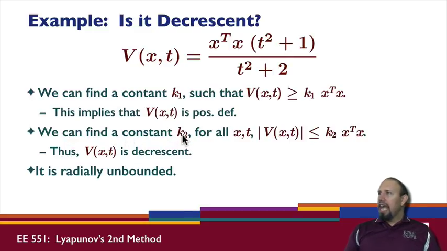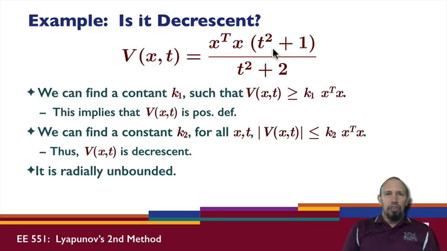We can also find a constant k2 so that the absolute value of v of x of t is less than or equal to k2 times the norm for all time. And because it's bounded now by a constant times the norm, it is decrescent. This function also is radially unbounded in x. So this function is decrescent in time. So it's not impossible to find decrescent functions, but to find a decrescent function that makes your system have negative semi-definite or negative definite derivative can be a challenge.